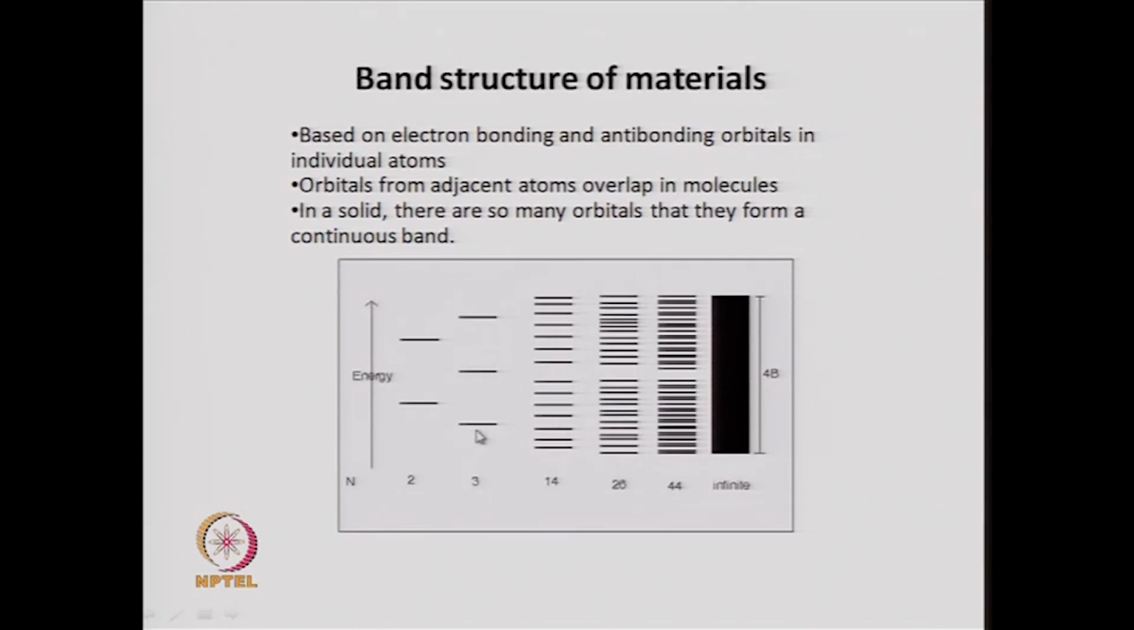Here only 1, 2 and 3 energy levels are acceptable for this 3 atom system. Here 14 energy levels are acceptable, you cannot put any electron in between these two levels. Here 44 energy levels are acceptable, but in a solid there are so many energy levels that are acceptable, that we say all the energy levels are acceptable within this energy and within this energy. So, this is called an energy band. This forms an energy band, and this is important to understand.